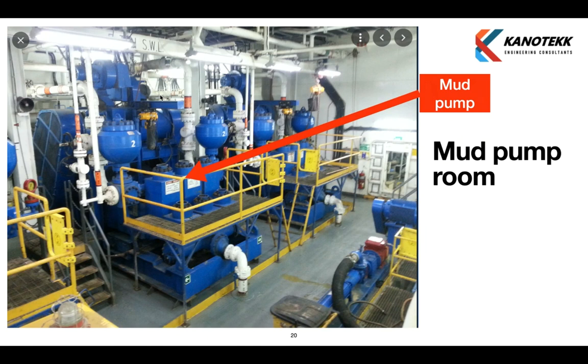From the mud pump discharge onwards, it is called the high pressure mud system because of the high pressure involved. It will have relief valves and a pulsation damper, because the mud pump is a positive displacement pump, it adds the pressure. So these pumps have relief valve systems to blow off in case the pressure exceeds the designed value. So that is a mud pump.